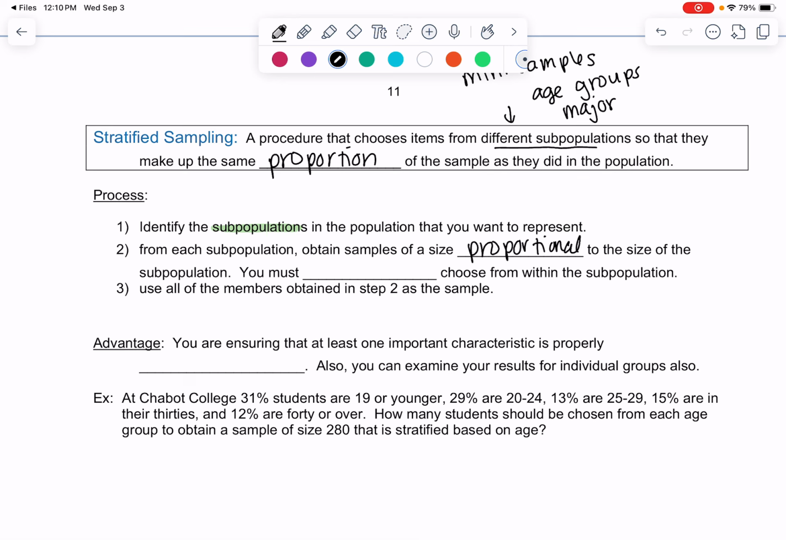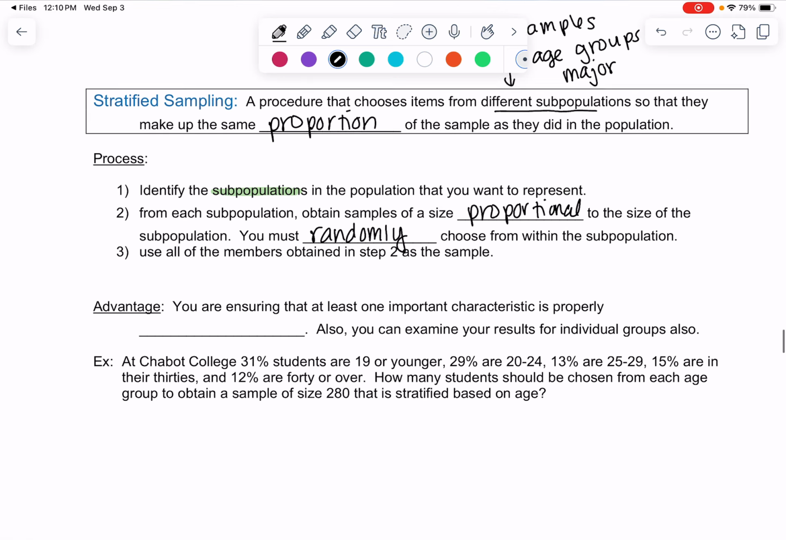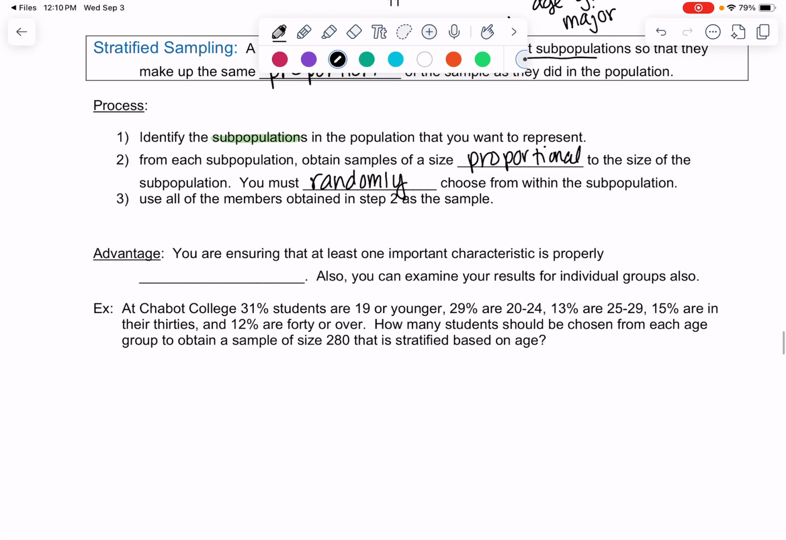And then as long as we randomly choose from these little mini groups or mini samples, then it's okay, right? Everything has some element of random. And then we just combine them to make a sample. So this is helpful when you have an important characteristic that you want represented. The most common reason someone would use this is because we want to study the individual groups also.